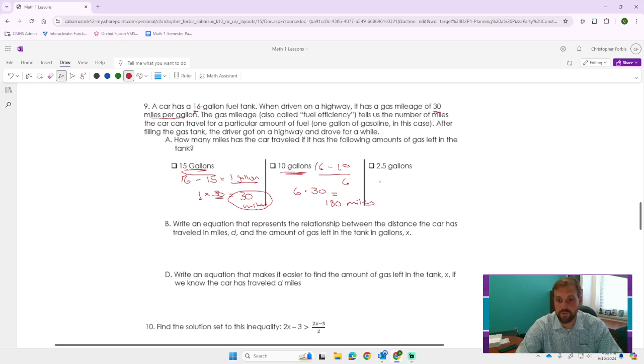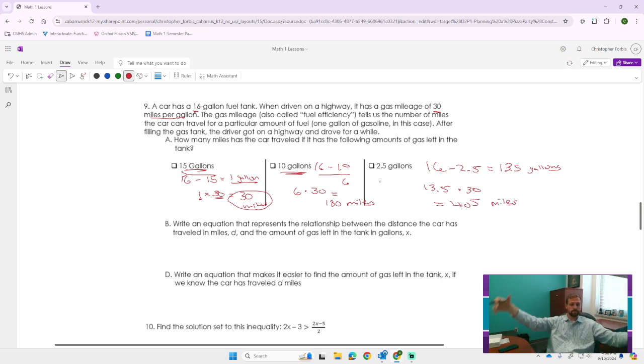All right, we have 2.5 gallons left, so we did 16 minus 2.5. So the amount of gas that I used was 13.5 gallons. So if I go 30 miles per every gallon, that's 13.5 times 30. And I'm getting that to be 405 miles. And hopefully that makes sense. The more gallons we burn, the farther we can go.